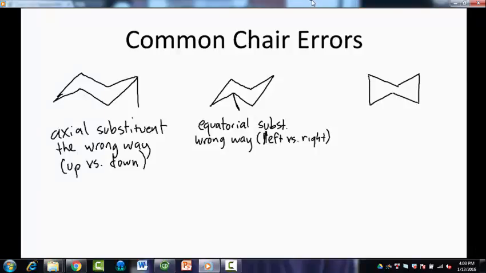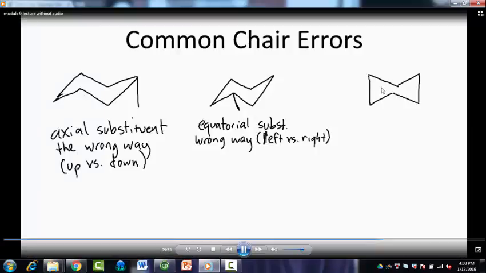Here's what I would call a bow tie chair. These two ends have been made vertical. The middle kind of comes together and pinches. Bow tie chair is a bad idea.